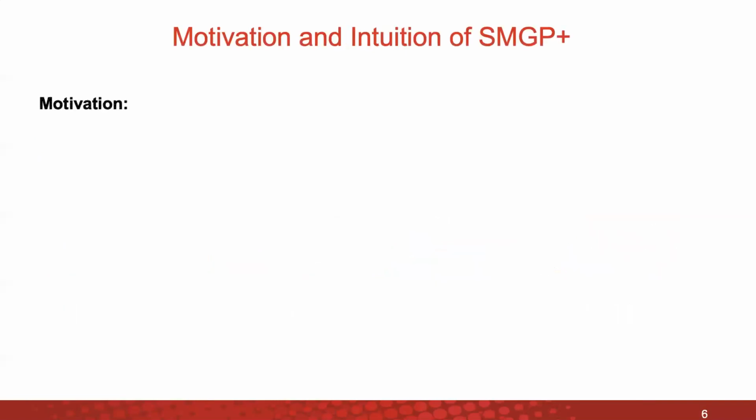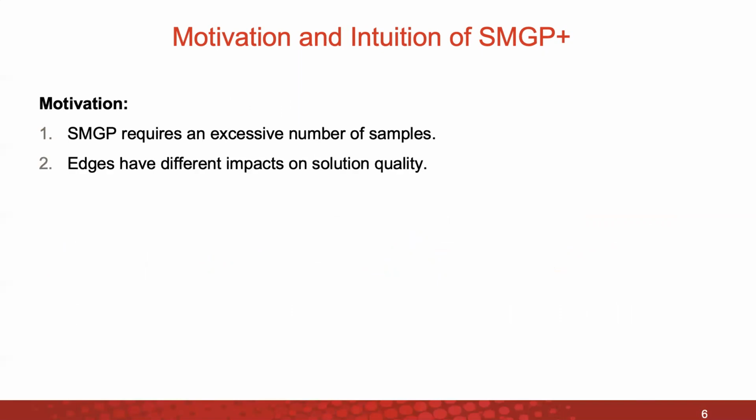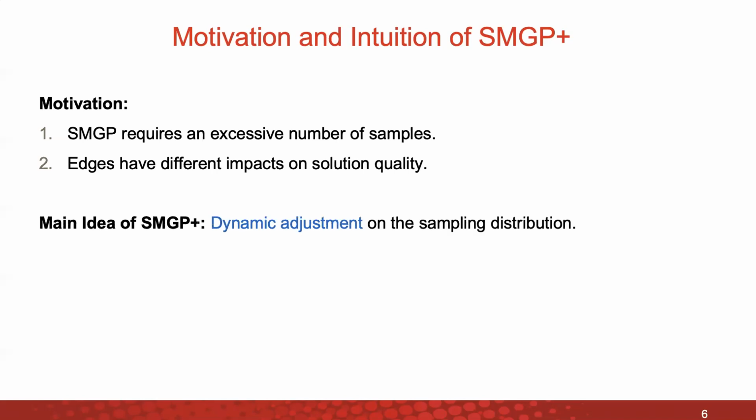We observe that SMGP requires an excessive number of samples to ensure that each edge has a small estimation error. However, not every single edge plays a critical role in affecting the partition quality, and the samples dedicated to those non-significant edges are largely wasted. To further improve efficiency, we propose SMGP+, which dynamically adjusts the sampling distribution of the starting edge to improve the partition quality while maintaining the same sample size.